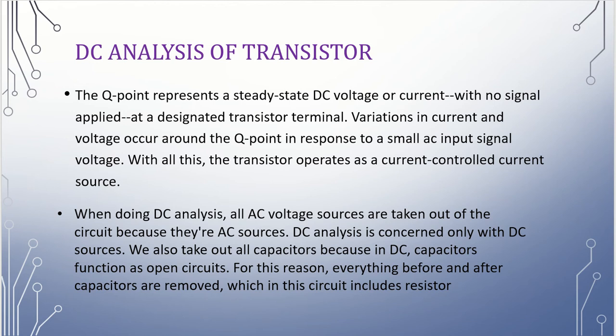When doing DC analysis, all AC voltage sources are taken out of the circuit because they are AC sources. DC analysis is concerned only with the DC sources. We also take out all capacitors because in DC, a capacitor functions as an open circuit. For this reason, everything before and after the capacitors is removed, which in this circuit includes resistors.